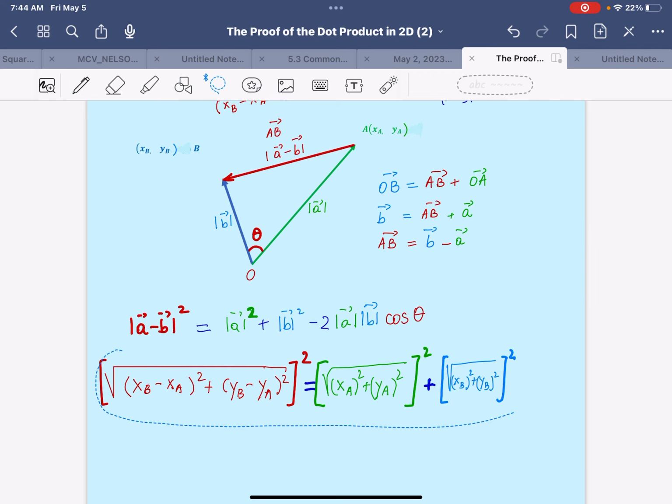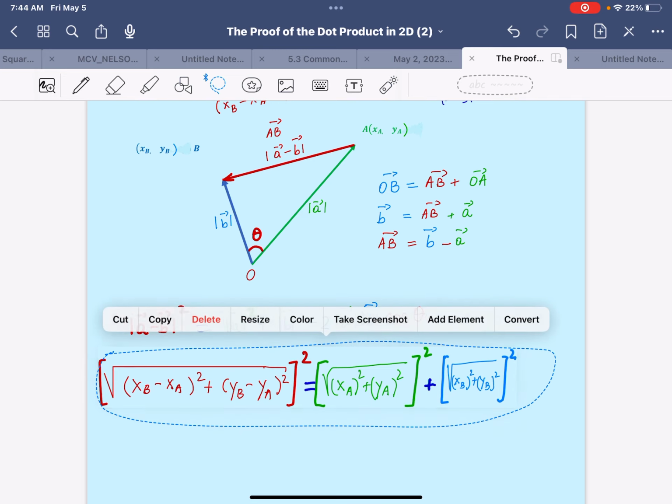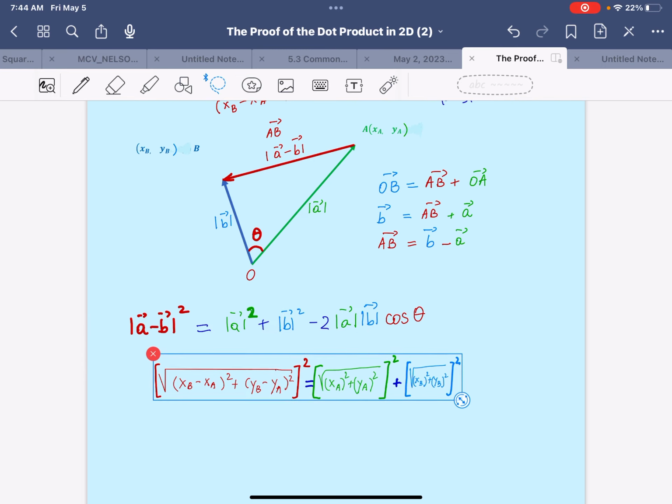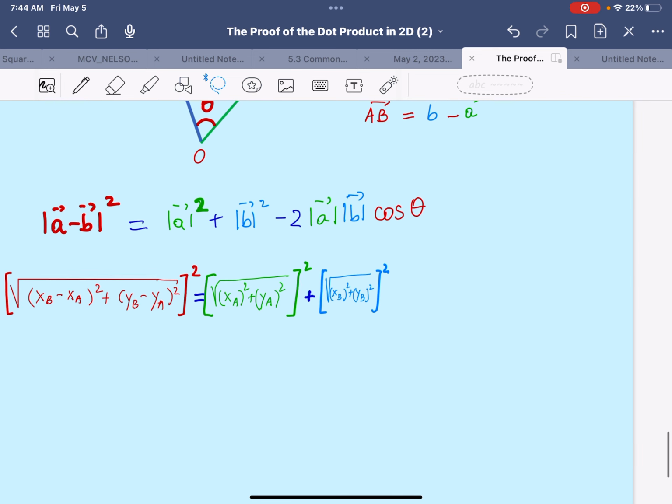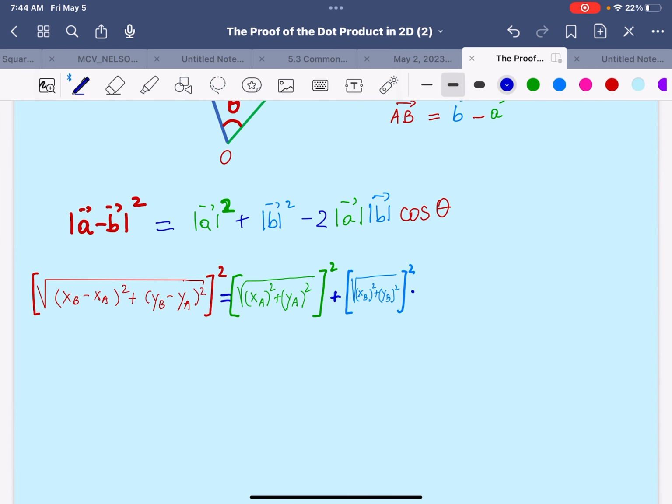So let's write that down. I will have to actually readjust the space in here because it seems that we need more room. Okay. So here we go again. We have minus, and then 2 times the magnitude of A, which is the square root of xA squared plus yA squared, multiplied by the magnitude of B, which is the square root of xB squared plus yB squared, and multiplied by the cosine of angle theta.